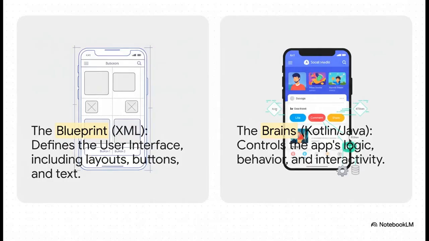Now, inside every single app, there's this really cool partnership going on. Think of it this way. On one side, you've got the blueprint. It's written in a language called XML, and it decides what everything looks like, the layout, the buttons, all the text. But a blueprint can't do anything on its own. That's where the brains come in. Using a language like Kotlin or Java, you actually bring that blueprint to life. You tell the button what to do when someone taps it. One is the skeleton, the other is the soul.